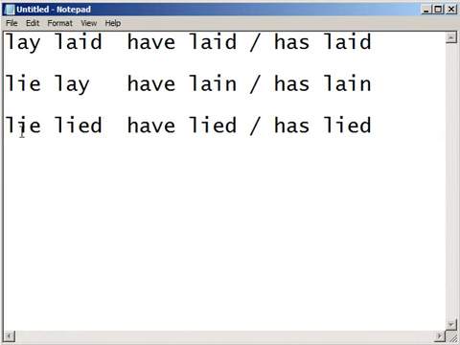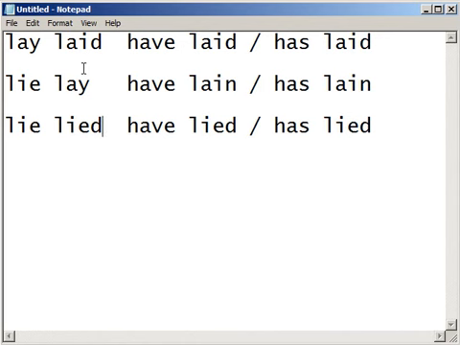And the verb to lie. I lie. I'm telling a falsehood. I am lying. I'm telling a falsehood. I lied yesterday. I told a falsehood. And in the recent past, I have lied. I have lied in the past. And that means I have told a falsehood.